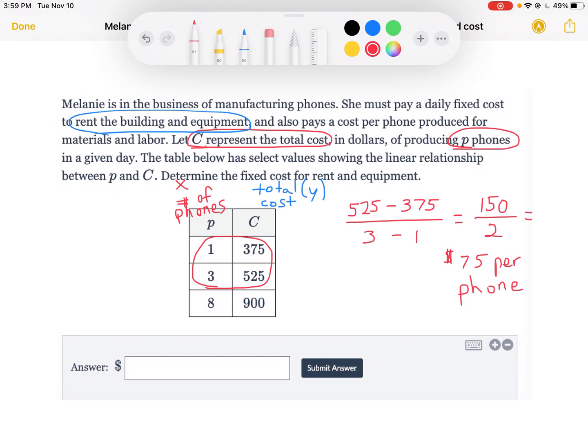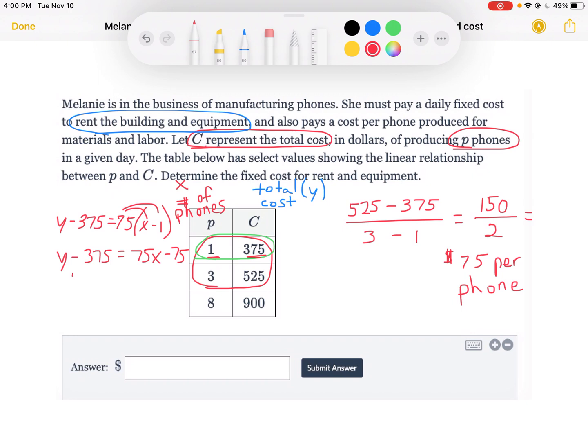So I'm going to plug this into my line equation. So Y minus, and then I'm just going to pick one of these ordered pairs to use. So we're going to say Y minus 375 equals my slope of $75 times X minus this 1 phone, right? Because I used 1 and 375. So distribute this. Y minus 375 equals 75X minus 75.